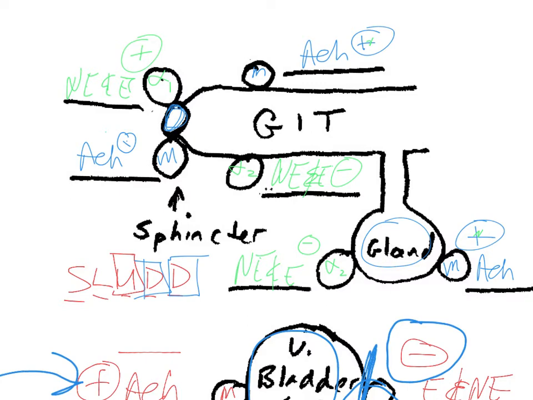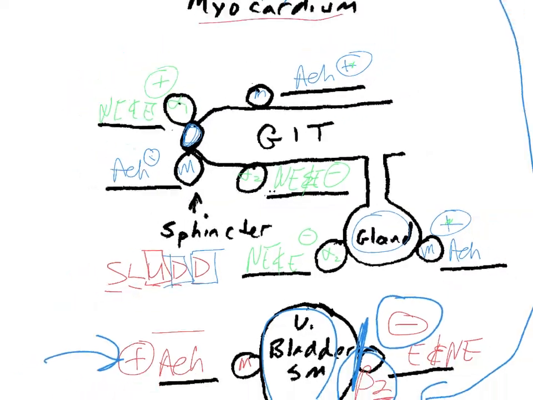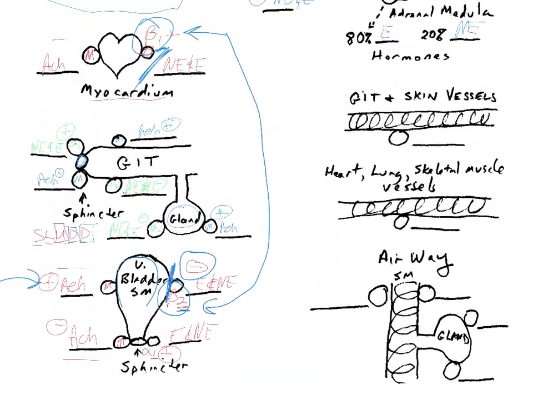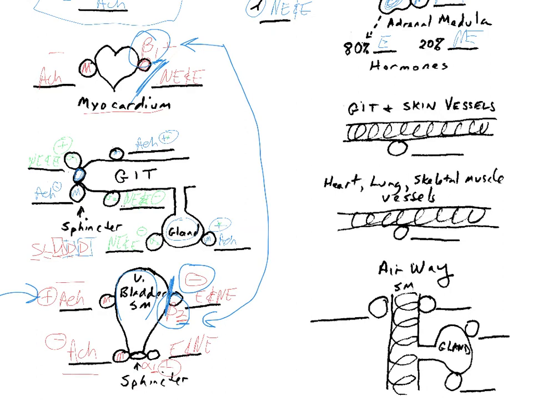Now, so this doesn't go on forever, we have others on here. So go ahead and see if you can figure out the airway and the skin vessels and heart, lung, and skeletal muscle vessels. Notice, think about this, there's only one circle and one line. Okay? That means it's not dually innervated, it's singly innervated.